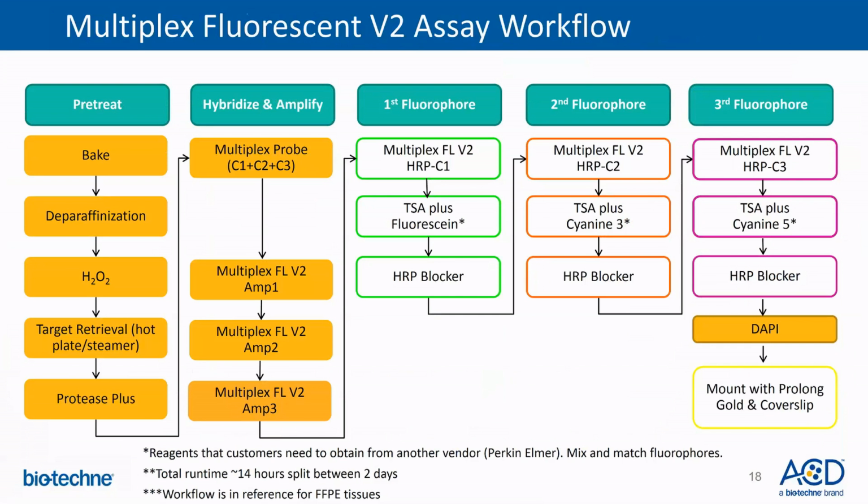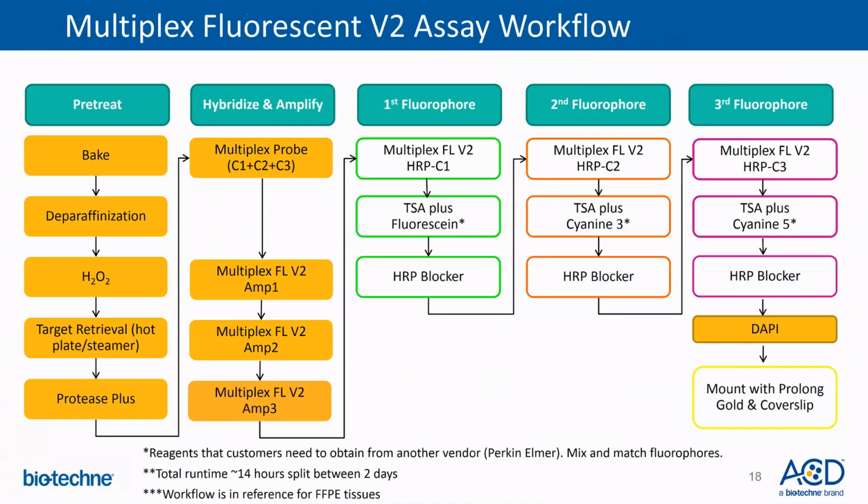You will then move on to develop the fluorophores, starting with the first fluorophore by incubating with HRP-C1, followed by incubation with TSA Plus fluorophore, followed by HRP blocker, and you will repeat the three steps for the second fluorophore and the third fluorophore. Please note, with the V2 assay, you have the option of mixing the fluorophores to be associated with the channels, meaning you can have either fluorophore associated with HRP-C1.